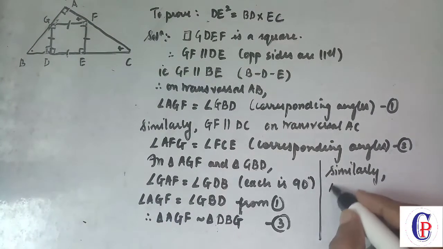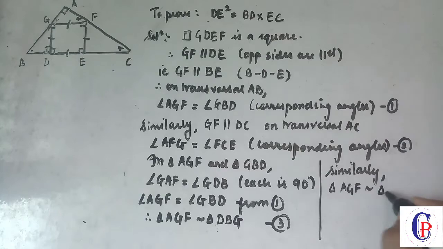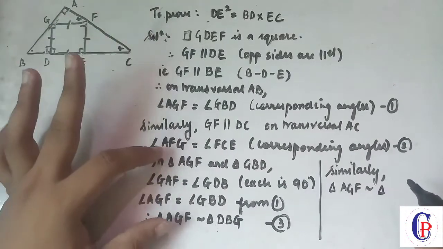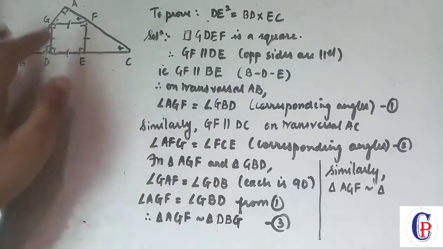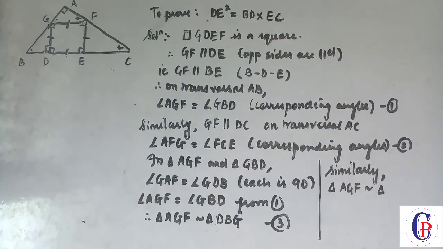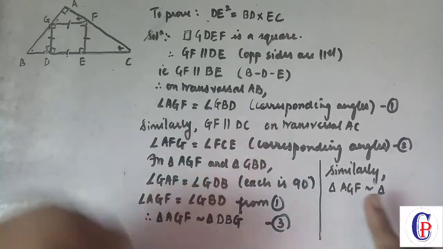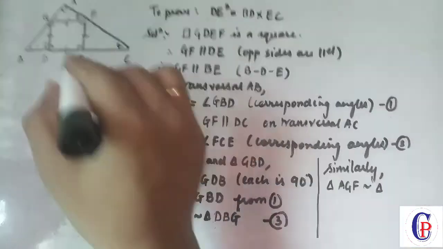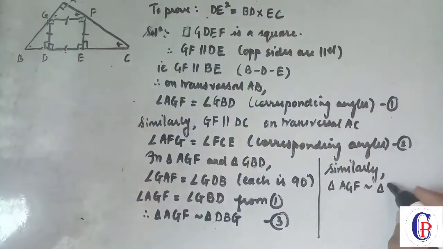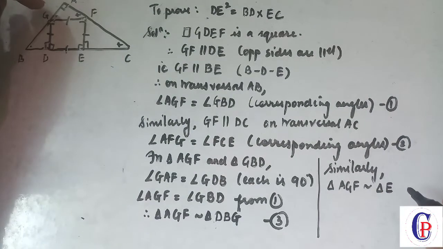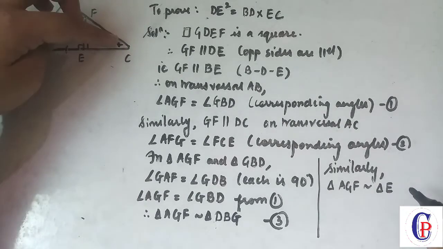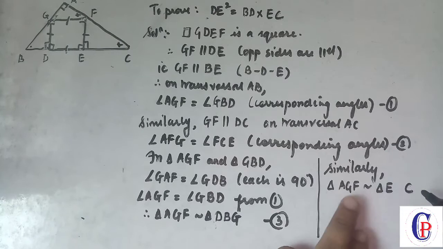Similarly, we can say that triangle AGF is similar to triangle this one. We have to repeat this all again, but with different names. So how do we write this? A is with E. So A with E, then G means this angle. This angle is not equal to this, but F is equal to C. So here F is with C, so G remains. We are left with F.